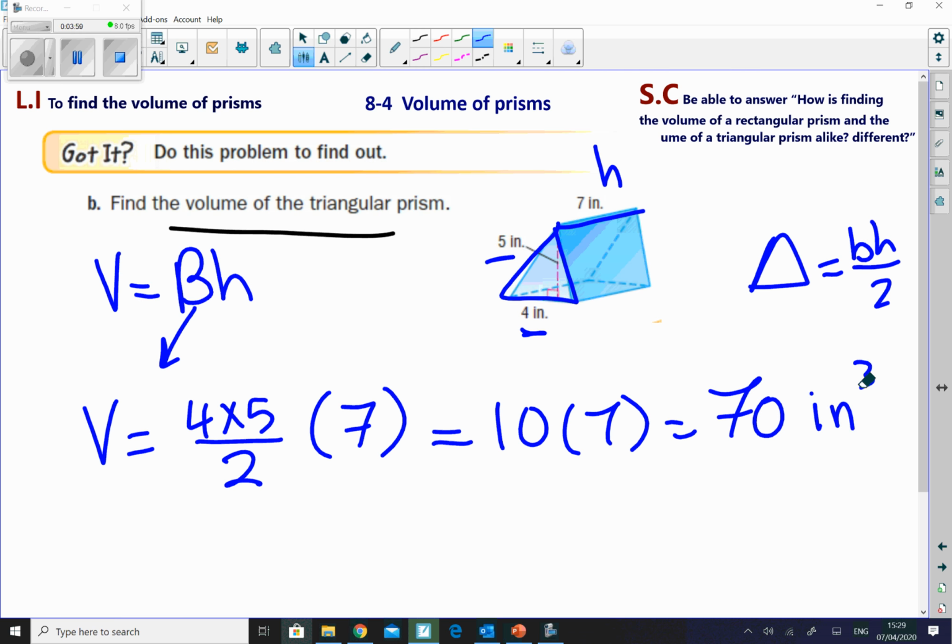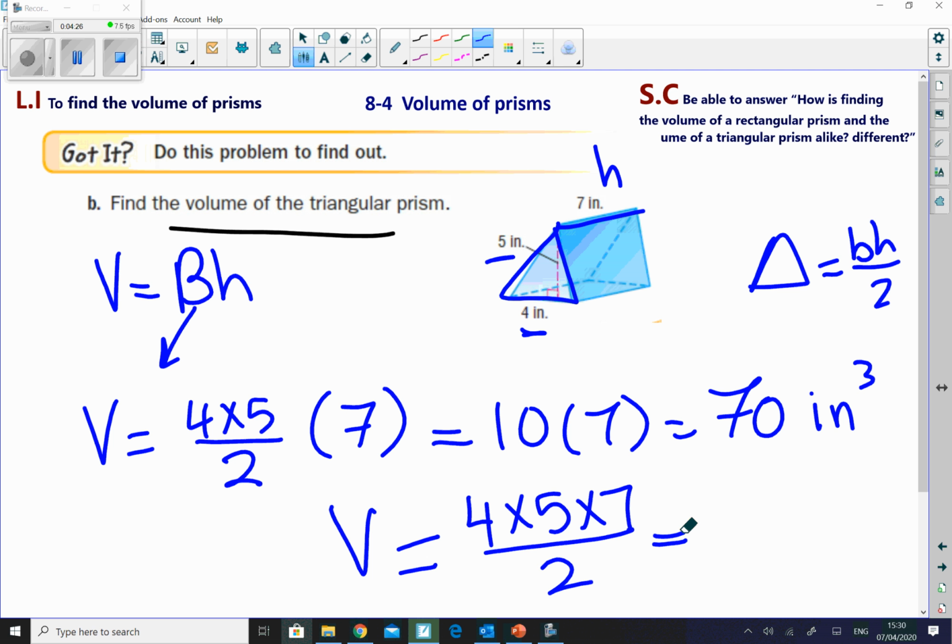So how did I find this? Or how can I make it easier for me? I can give you an easier rule, which is volume equals the three numbers times each other: base times height of the triangle times the height of the prism itself, divided by 2. So it will be 4 times 5 times 7 divided by 2, all of it together. It will give you also 70 inch cubed.